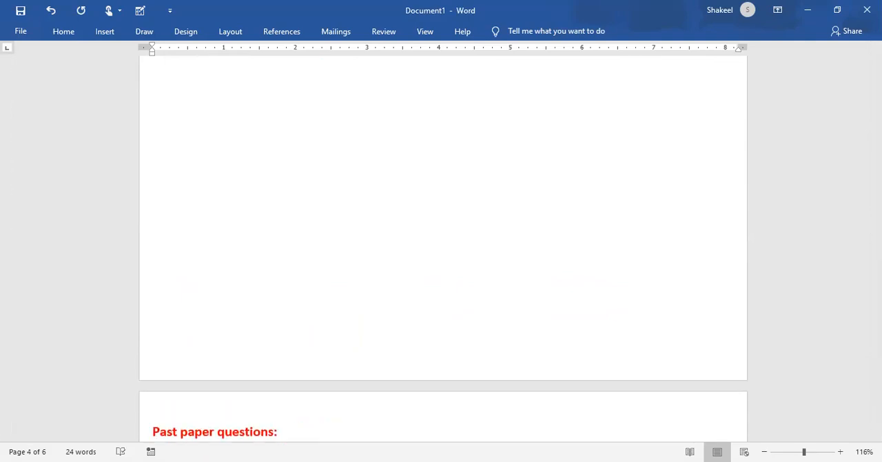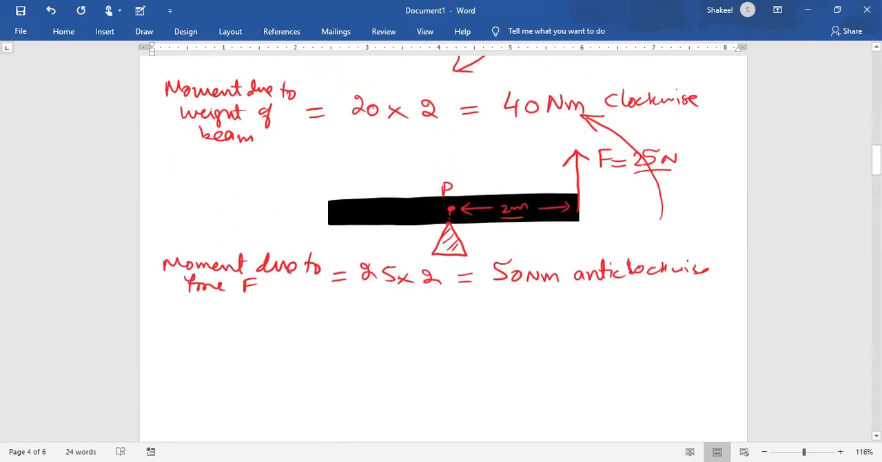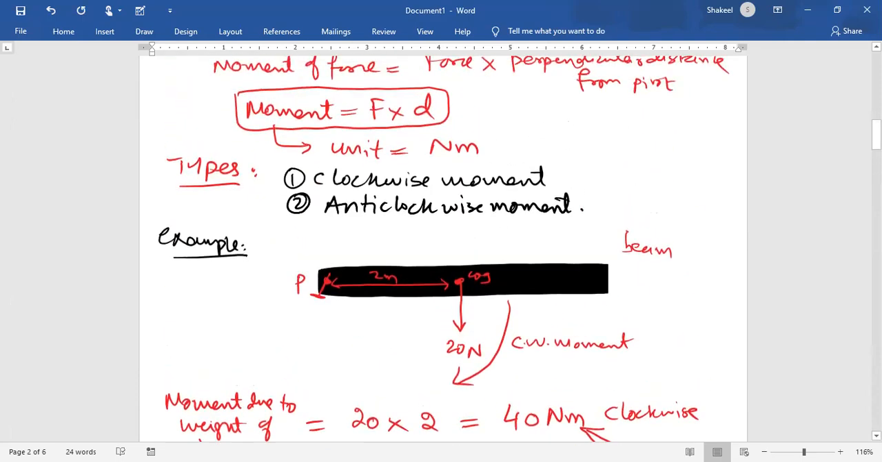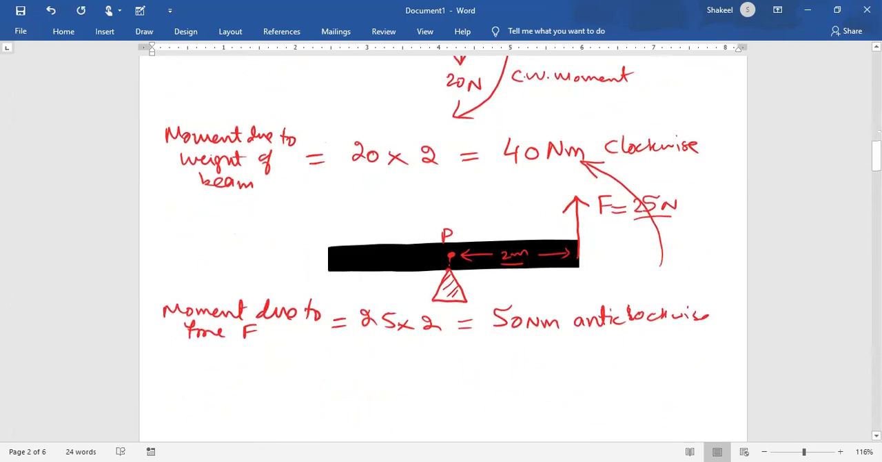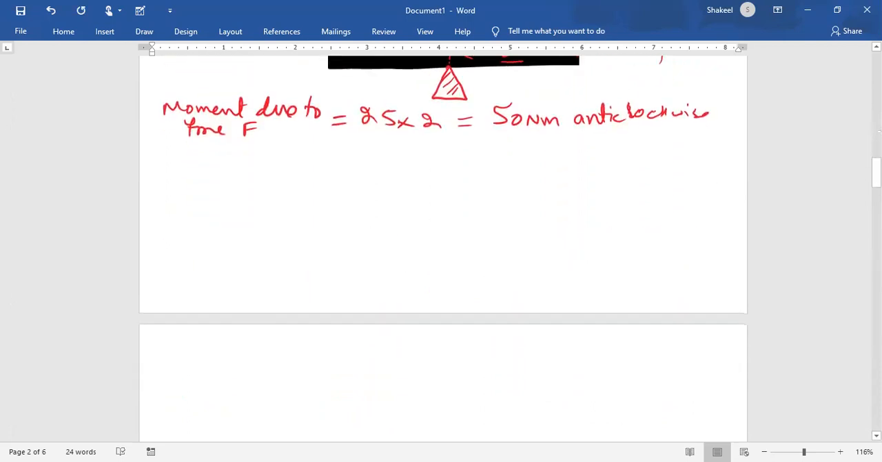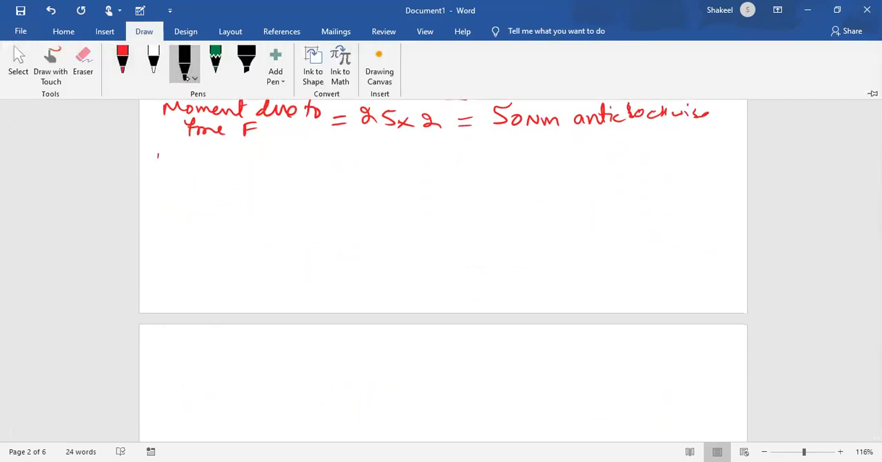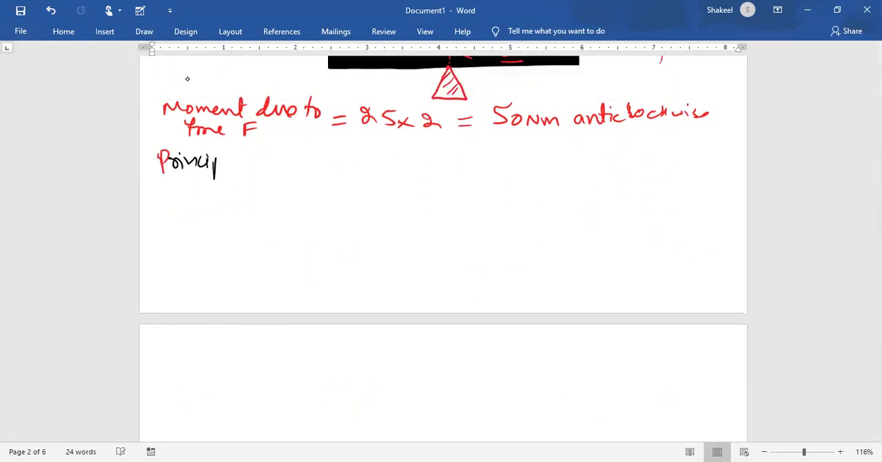Now for the moment of force, it can be a single force, but there can be multiple forces acting on the object. If multiple forces are acting on the object, then we will use another law, that is another principle, known as the principle of moments. So let's go through that.